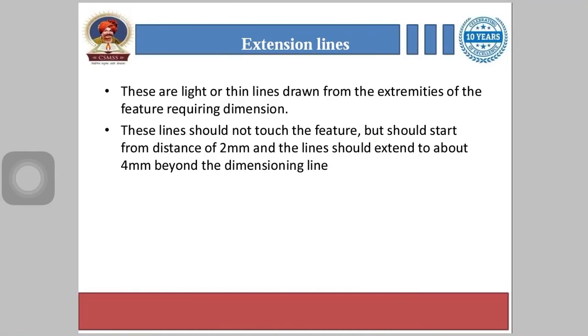Extension lines. These are the light or thin lines drawn from the extremities of the feature requiring dimension. These lines should not touch the feature but should start from a distance of 2 mm, and the line should extend to about 4 mm beyond the dimensioning line.